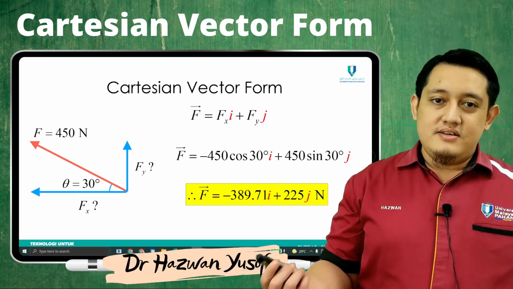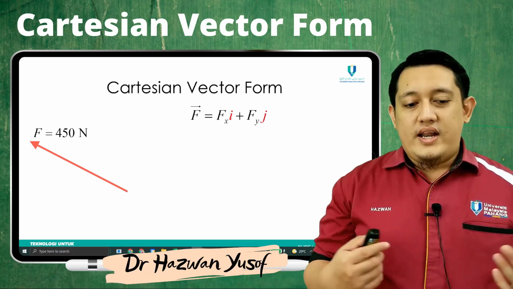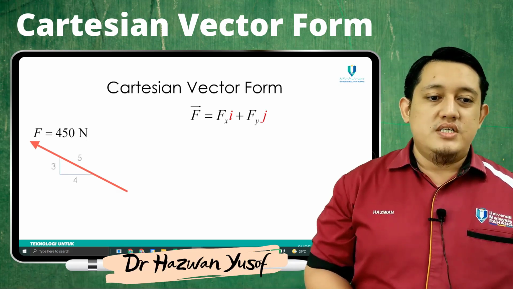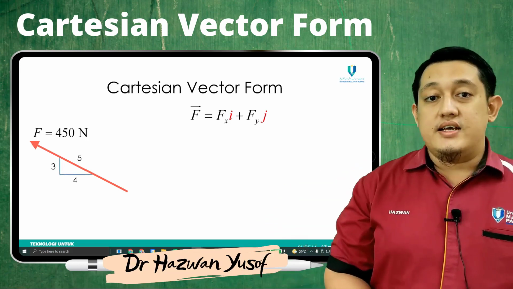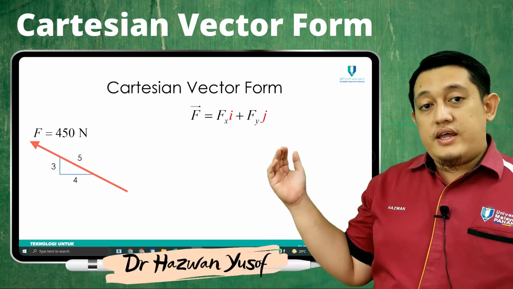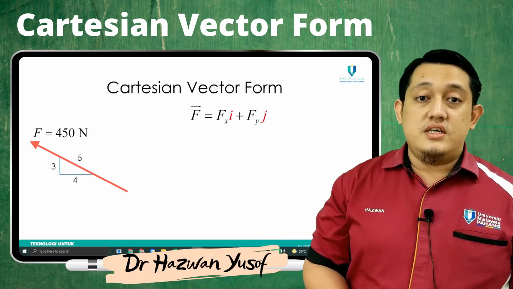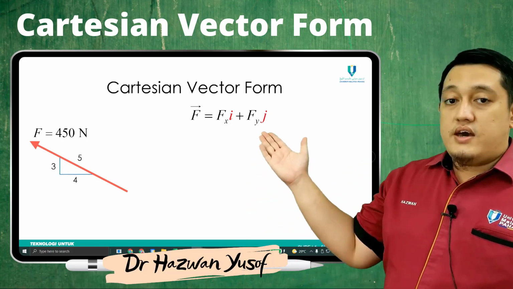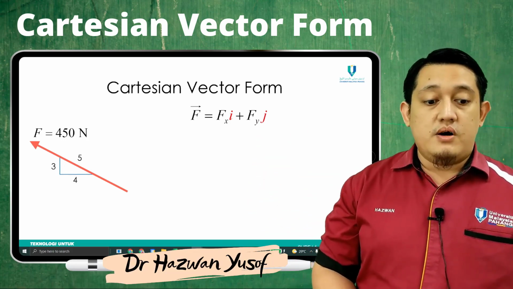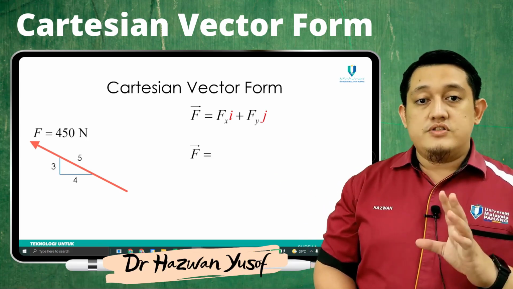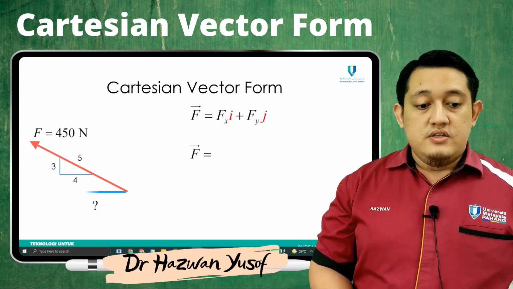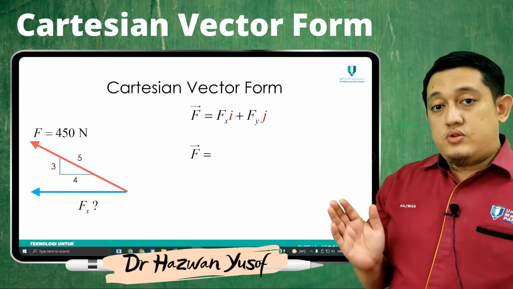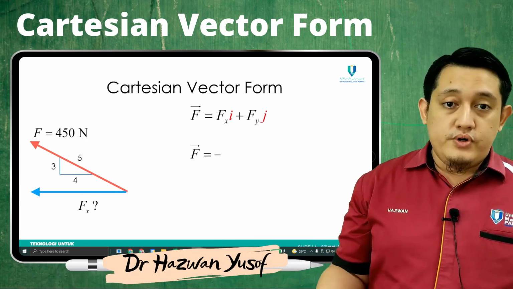Easy, simple, straightforward. Now, what if we are given a second kind of direction, which is this one here, a triangle with sides 3, 4, and 5? How do we change it to Cartesian vector form? We will still use the same method. When we want to find this force, first of all, we find Fx. Let's consider the direction first. Fx is pointing towards the negative direction, so we put negative.